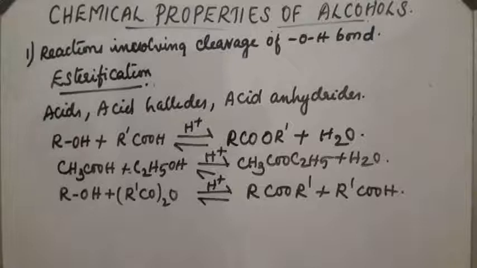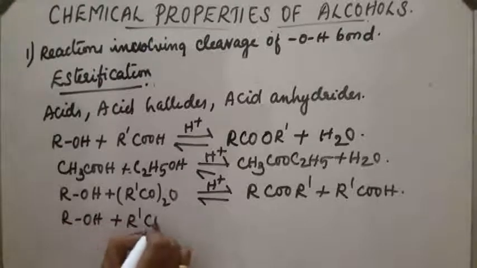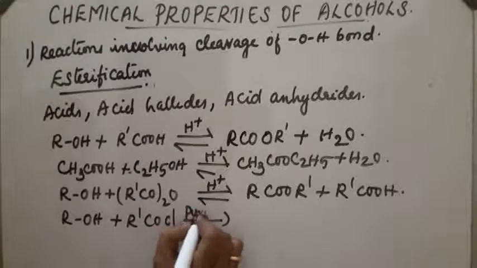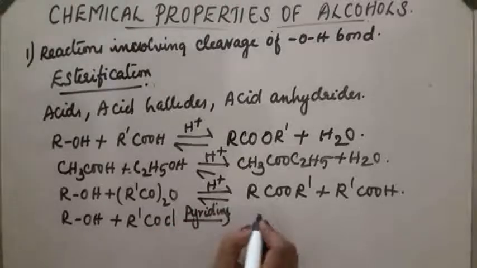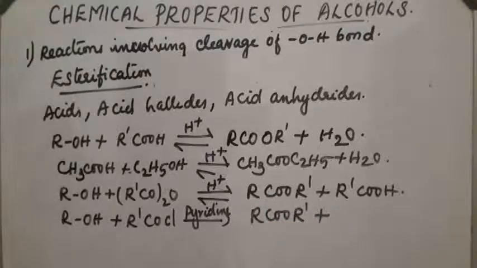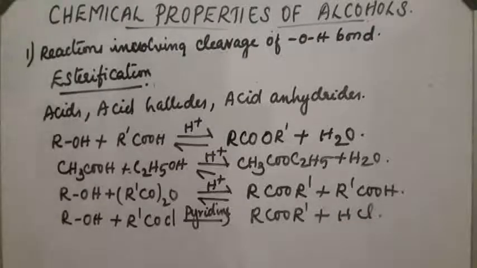Next, on reaction with acid halide, ROH plus R'COCl, acetyl chloride. Here a base, pyridine, is used. The product obtained will be the ester RCOOR' and HCl. These are the different reactions for the production of ester.